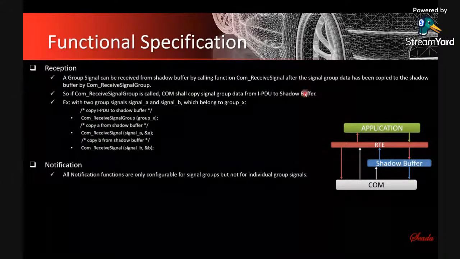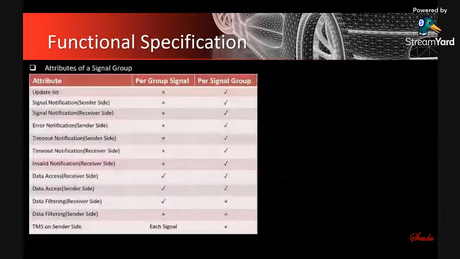Okay, great. At this point of time, let's see this more. What is gonna be configured by group signal and what is gonna be configured by signal group? I would also like to remind you that the group signal is like the signal and it's inserted in the signal group. Okay, so an update bit is just gonna be for signal groups. Signal notifications, receiver side, sender side, it's also in the signal group concept. Sender and receiver side for timeout notification or error notifications, it's still for the sender side. Error notification is only for the sender side, not for the receiver side, of course. And validation notification is for the receiver side, and it's signal group.